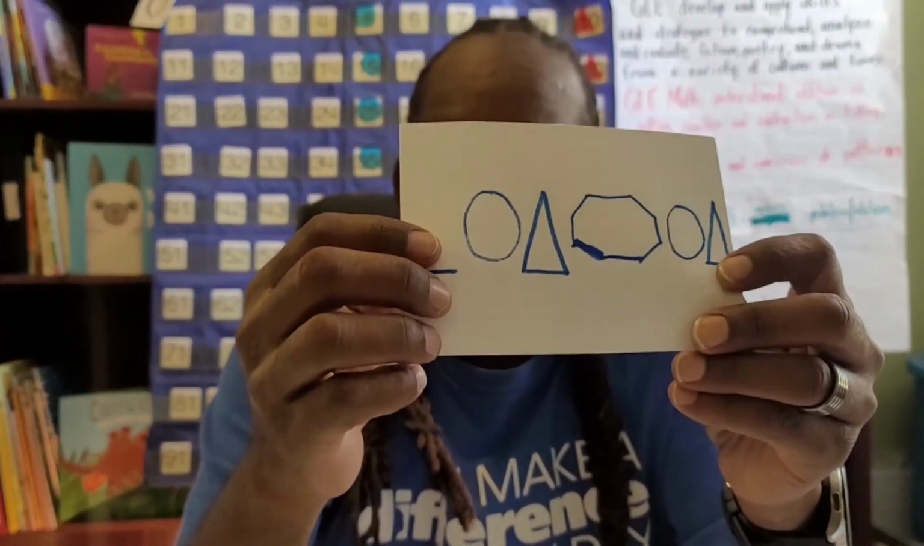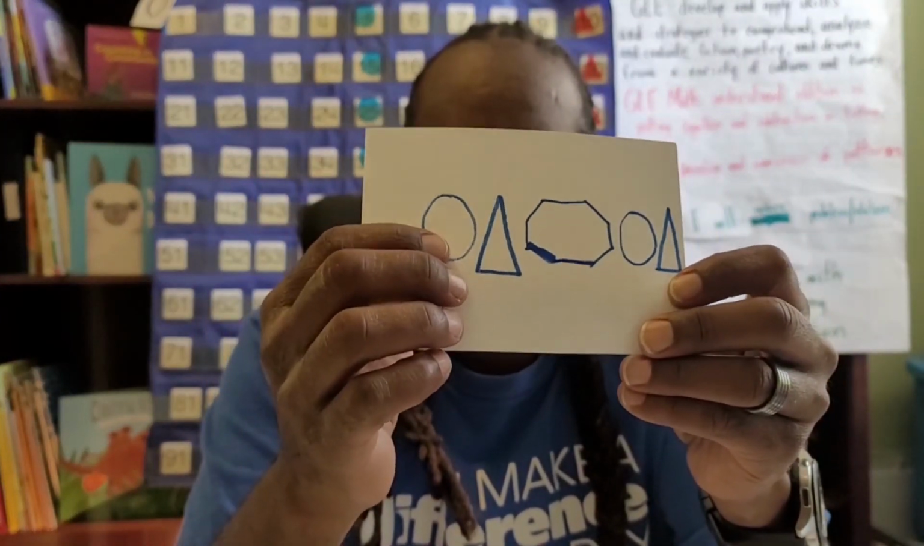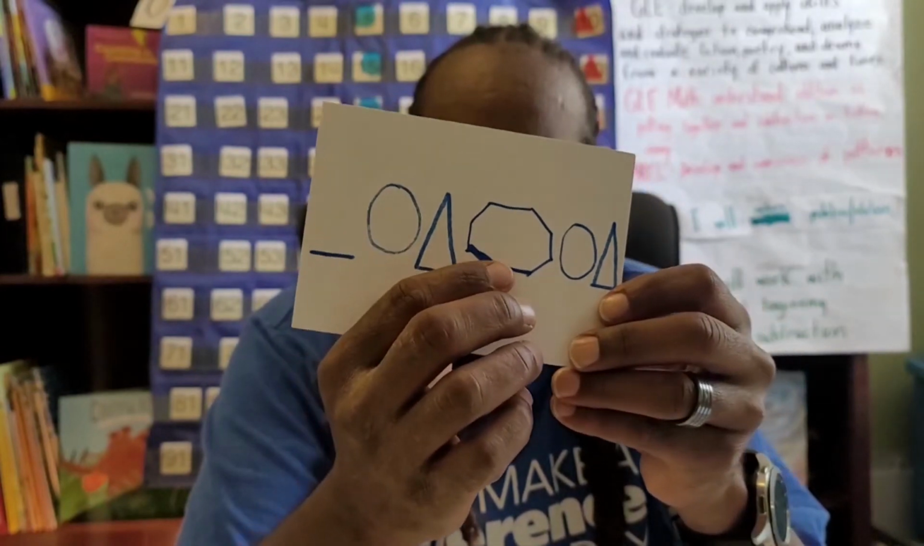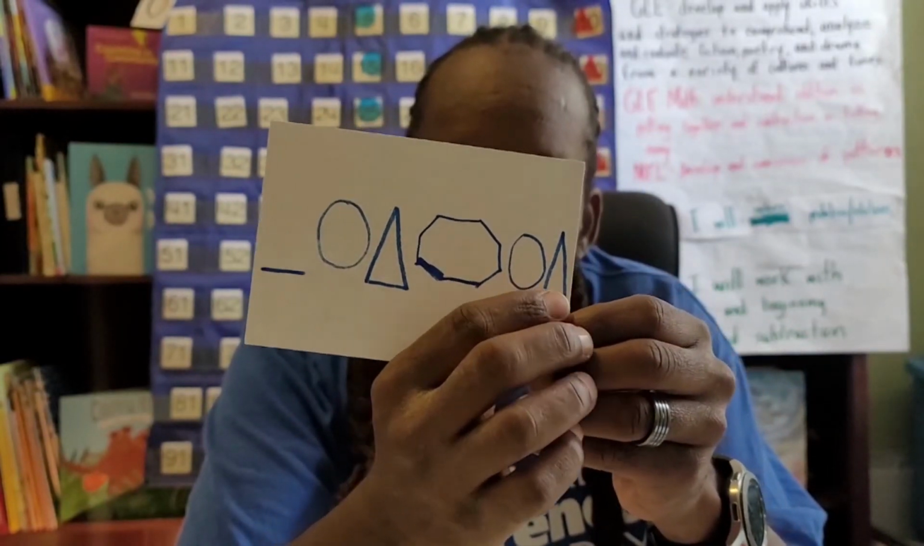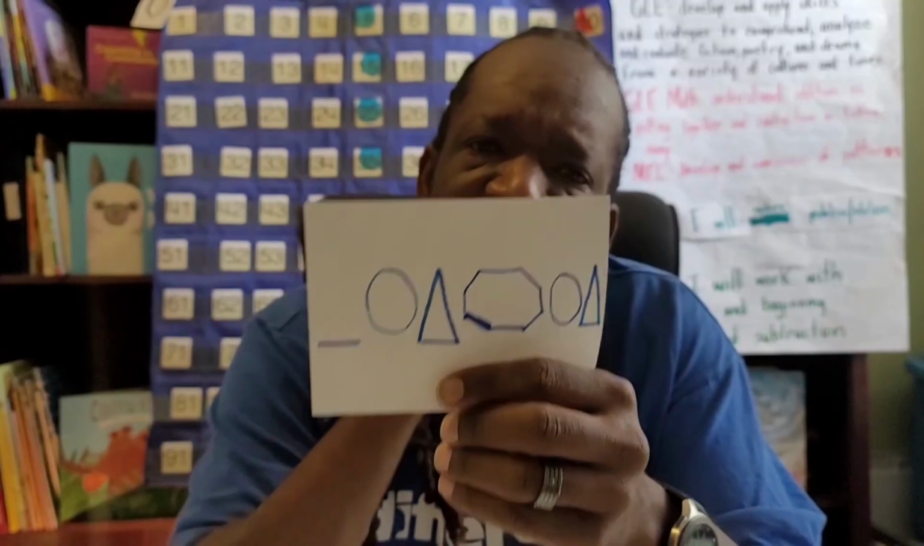I want to show you another pattern. You ready for my pattern? Okay, here we go. You got to help me complete this pattern. We have blank, circle, triangle. Octagon, circle, triangle. What goes right here? What is missing?